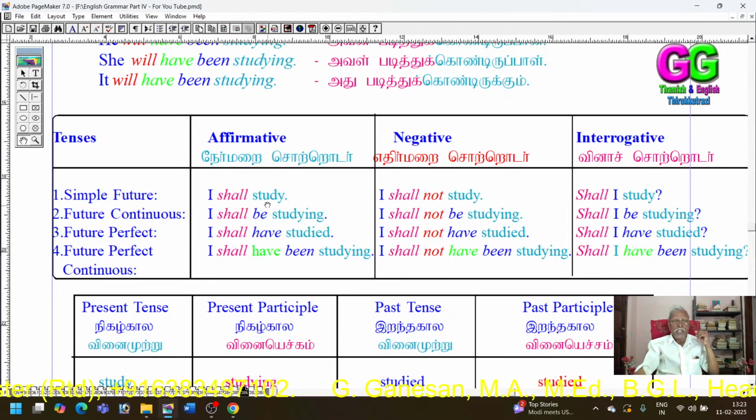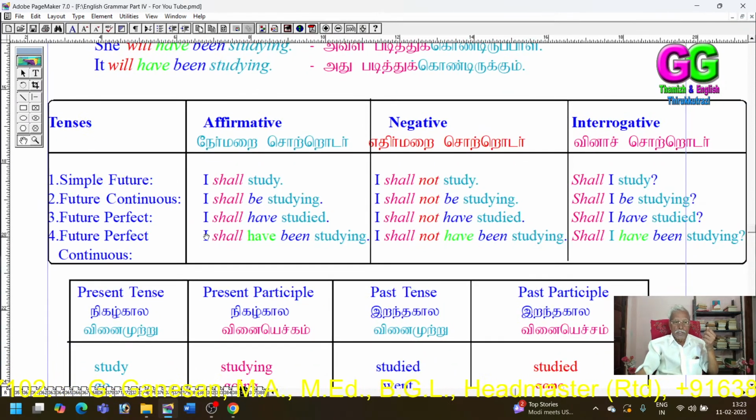Simple future. I shall study. Negative, I shall not study. Question, shall I study? Future continuous. I shall be studying. I shall not be studying. Shall I be studying?